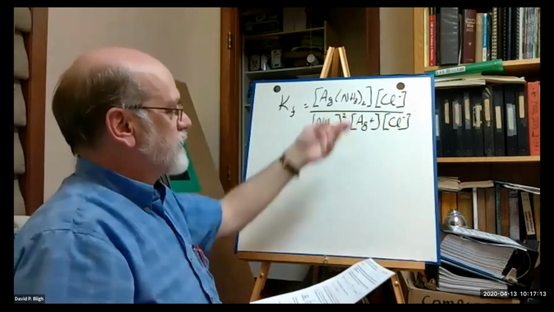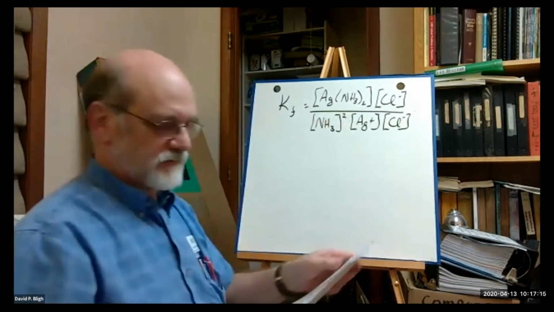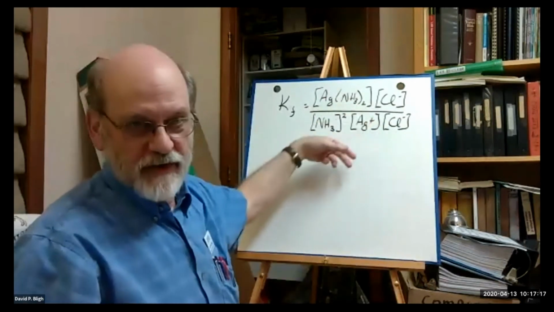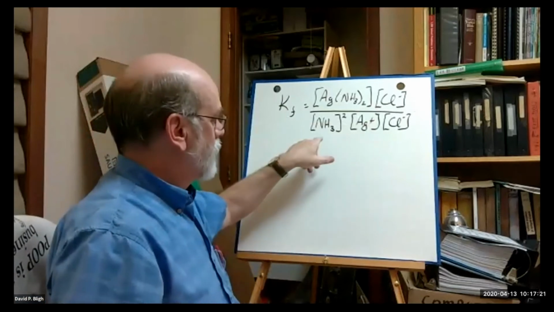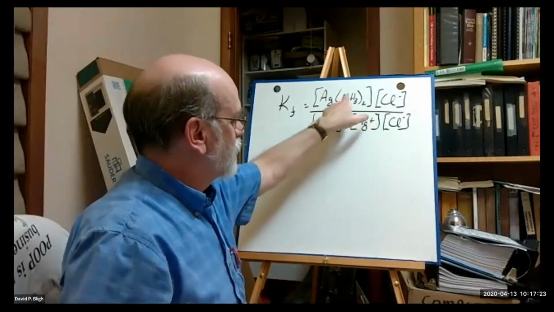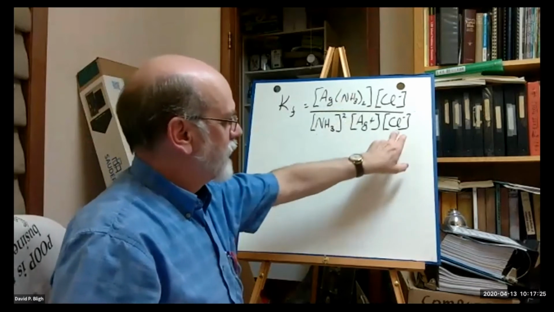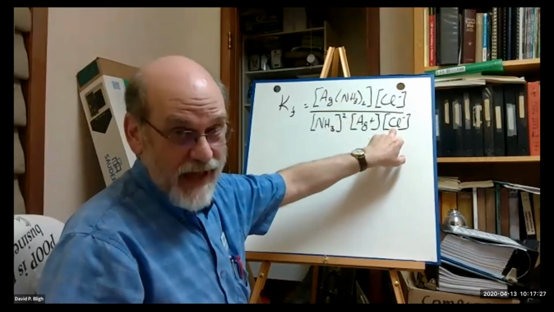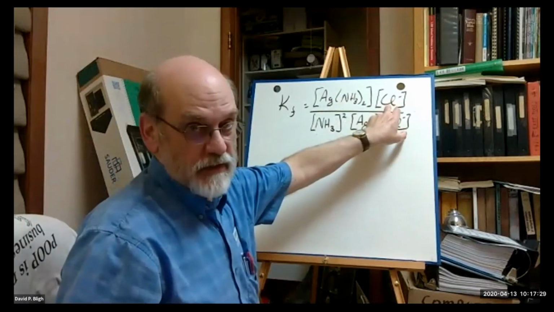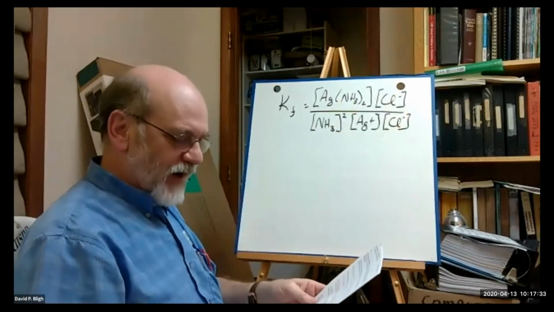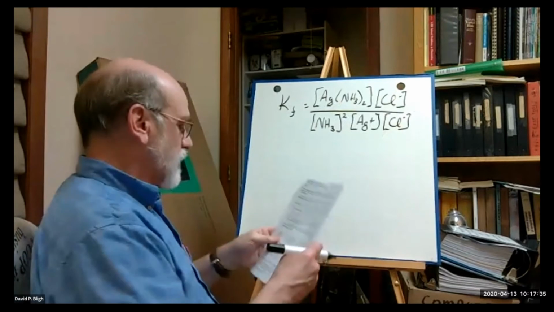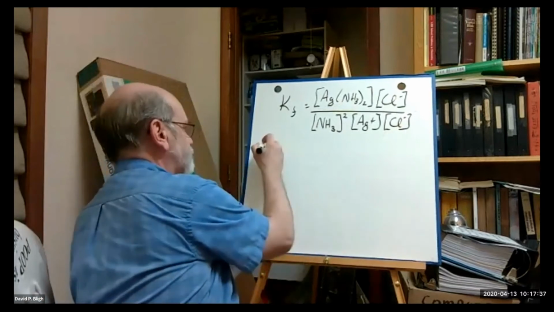Now that seems strange, doesn't it? To have 2 chlorides in there. Well, they are different because this is product and this is reactant. So that's the chloride concentration as the reactant. This is the chloride concentration as the product. Right? So when we build our ice table, it's going to look like this.